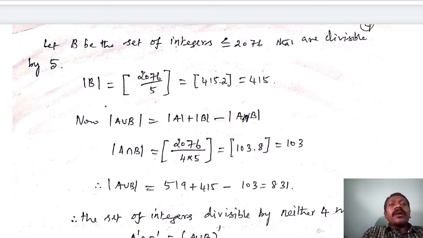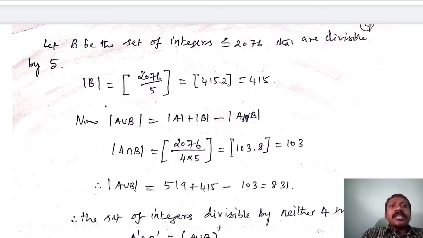So commonly, how many numbers dividing 2076 are possible? We have to find 2076 divided by 4 into 5, which equals 103. So cardinality of A intersection B is 103. So the common numbers of 4 and 5 which are dividing 2076, the total number is 103. Therefore, if you substitute the values in the formula, we will get 831 as a result for A union B.